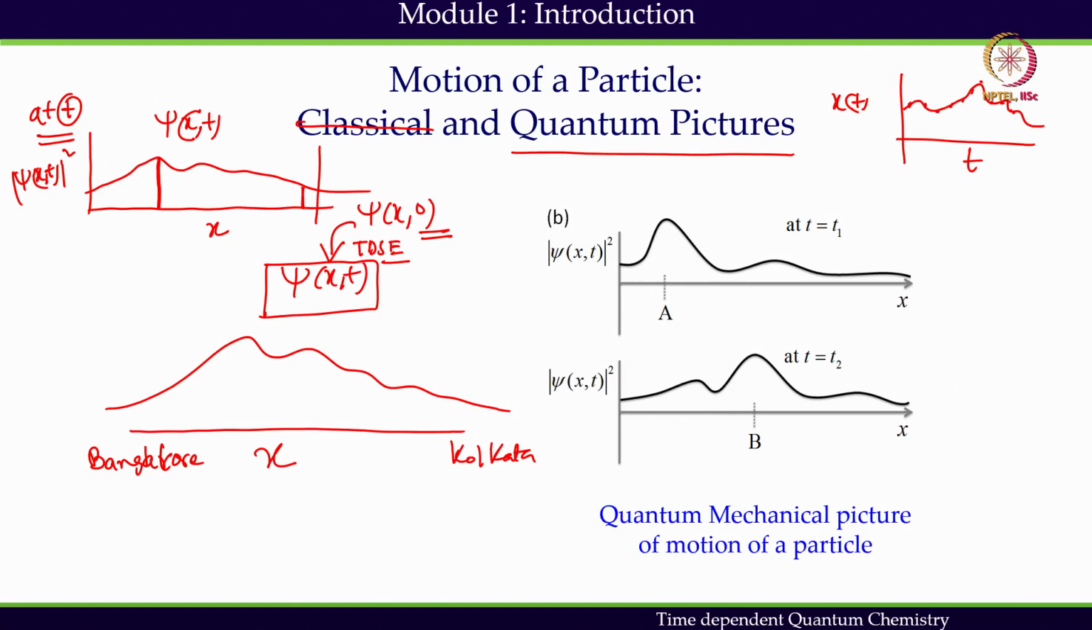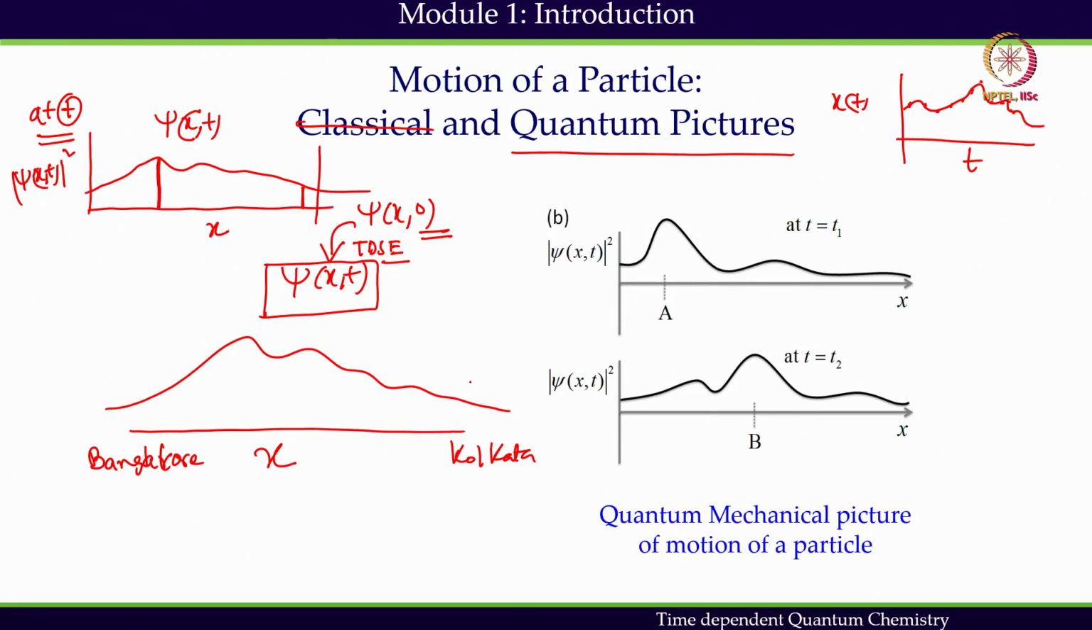The global or delocalized nature of the wave function of a quantum particle at any given time contradicts our classical or local notion that a wave function representing a particle must be localized at a particular point. If the particle is in Bangalore, we feel that it should be in Bangalore. There is nothing in Kolkata.